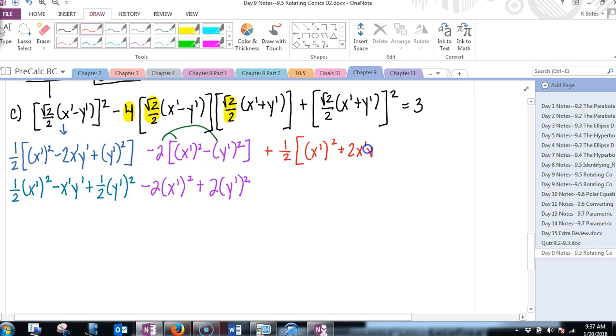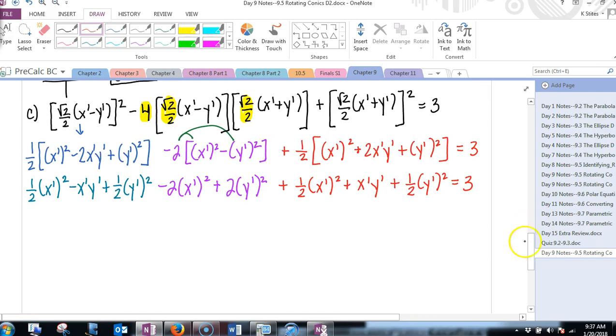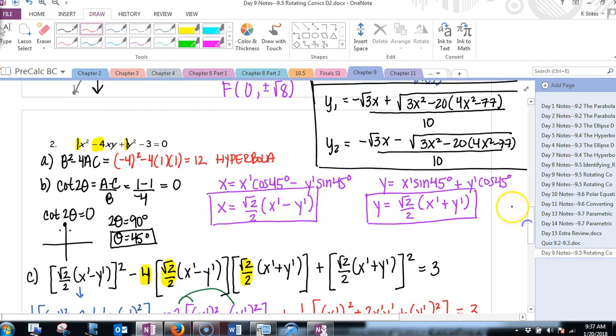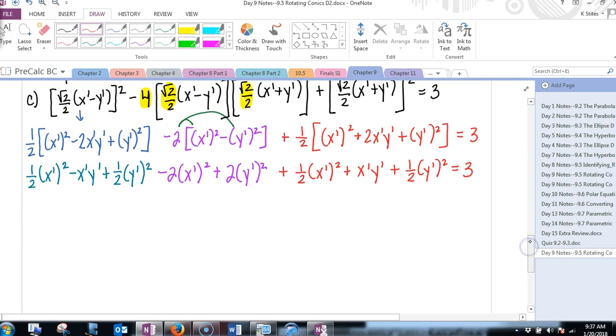Plus 2x prime y prime plus y prime squared equals 3, and distribute your 1/2. All right, look at that. It all even still fit on the actual page. Okay, well, it didn't up there, but I'm impressed with myself. So now this is where you cross your fingers that your x prime y prime terms cancel, and they do. This one was much nicer than the other one.